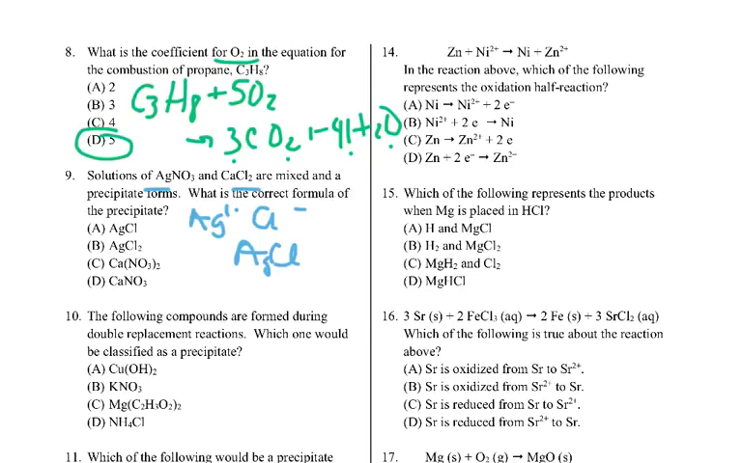The other I have calcium and I have nitrate. Now I don't really even need to look that up because I know in my solubilities all nitrate compounds are soluble. So that cannot be the answer, that cannot be the answer. It has to be one of these two. And since it's Ag1 plus Cl1 minus, the answer is A, AgCl.